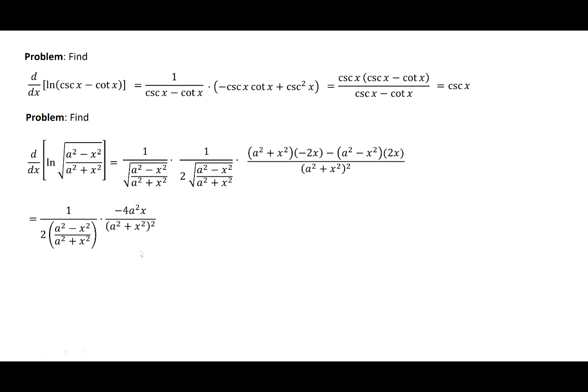Now let's see if we can simplify this any further. Do you notice that there is an a square plus x square here and a square plus x square, the quantity squared, here? Would that simply reduce to a square plus x square here? That's what I wrote. And then 2 went into negative 4 to give me negative 2a square x over a square minus x square times a square plus x square. And we could have written this as a to the 4 minus x to the 4. Oh, I did do that. Okay. So that's the derivative after simplifying.